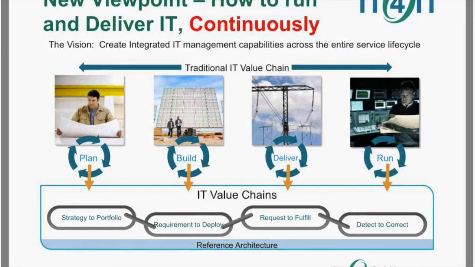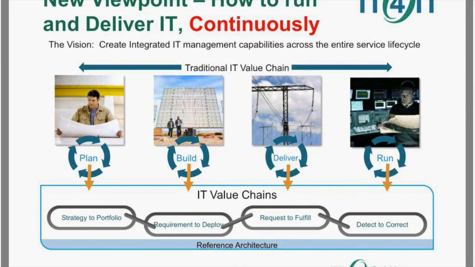We've got this sort of new viewpoint on how to run and deliver IT, and we look at the traditional IT value chains of plan, build, deliver, and run, and we've mapped those into value chain segments following Porter according to that traditional model.